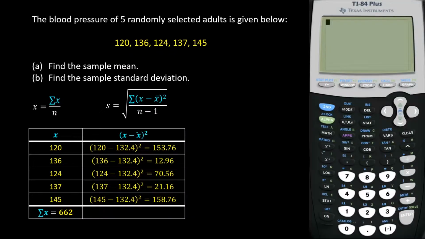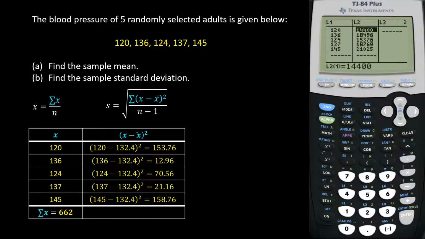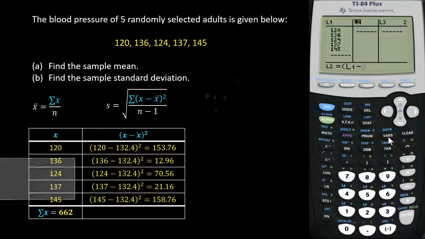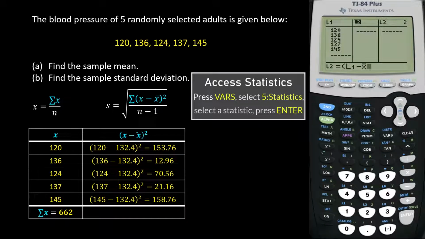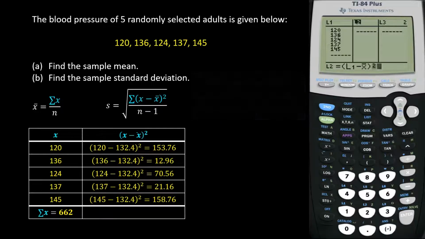Let's go to the table by pressing stat and then edit. We have all data stored in list 2, so let's first clear that. What we want to do next is enter a formula for L2. Let's use the parentheses, enter L1, and subtract the mean, which we can access by going to vars, then selecting option 5 or statistics, then select x bar. Let's close the parentheses, then raise this expression to the second power and press enter.